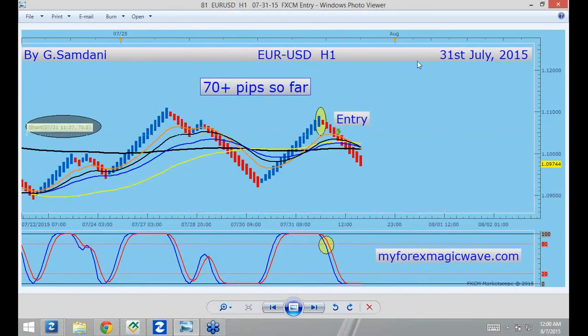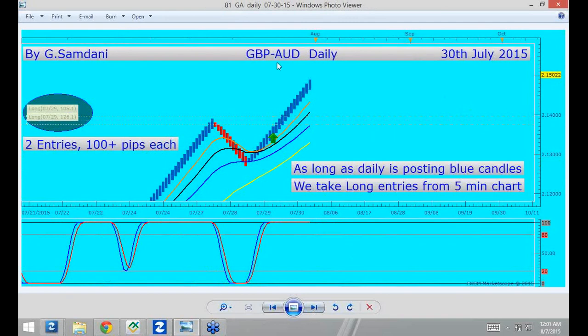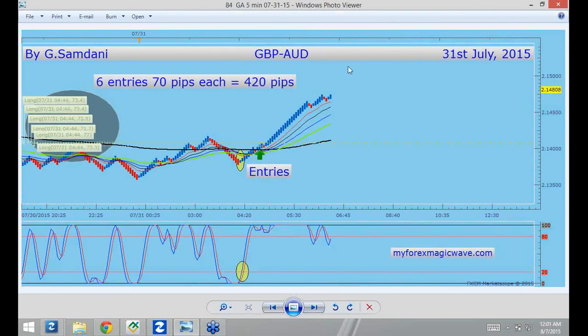And this is another one on a Friday coming down. Short entry on EURUSD H1, 70 pip running. And then this is a 30th July pound Aussie, two orders, 105 and 126 pip. Right? Positive going. And here you have pound Aussie, I think it's a 5 minute chart, yes, on 31st, several orders, six orders, all 73 pip, 77, 71, 72, 73, 73. Total 440 pip, 420 pips, if you consider all these separate trades.